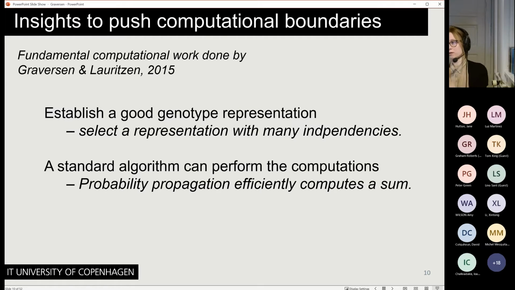Then another insight I had here was that I can actually use a standard algorithm to perform most of the computations I need. And this standard algorithm was probability propagation. So again, this is a Bayesian networks, graphical models technique. It's actually not very simple, but in its essence, it computes a sum over the entire network. And this is exactly what I needed.